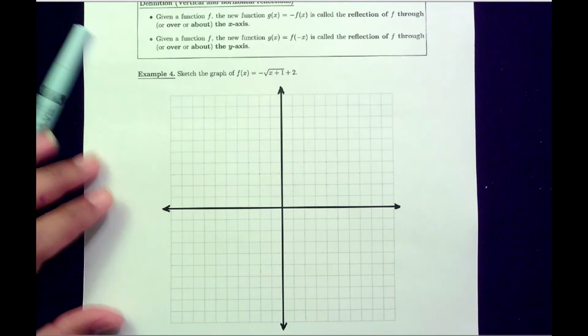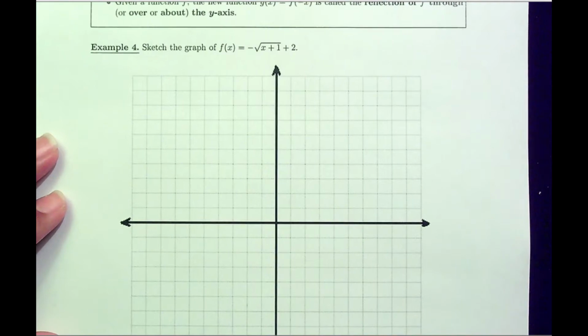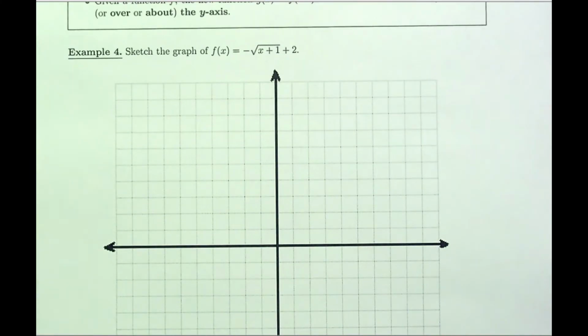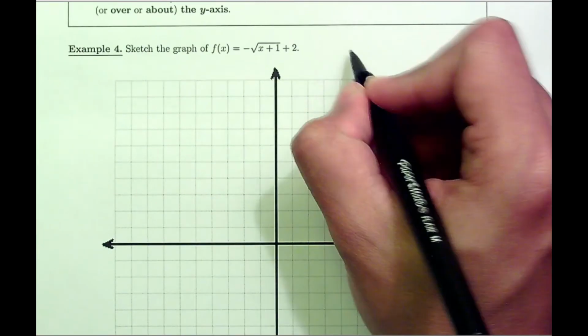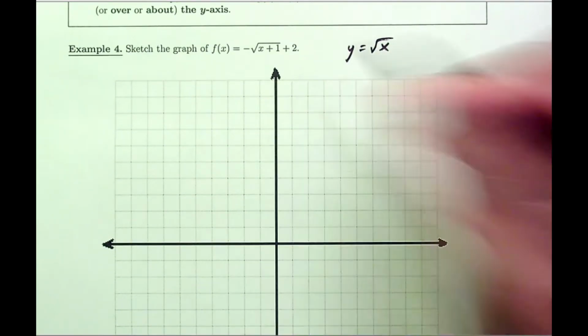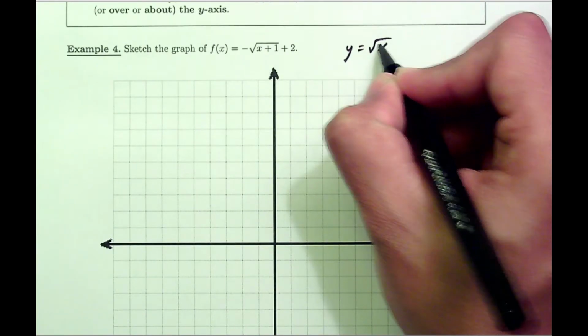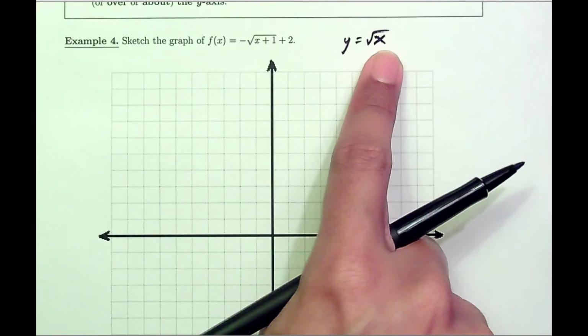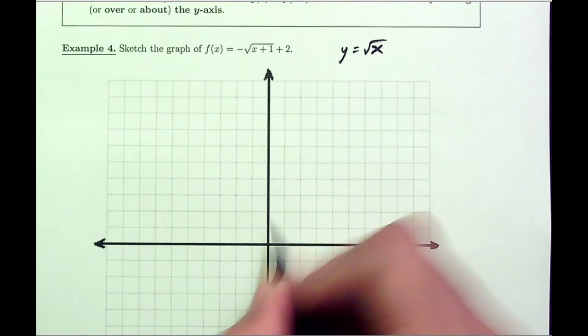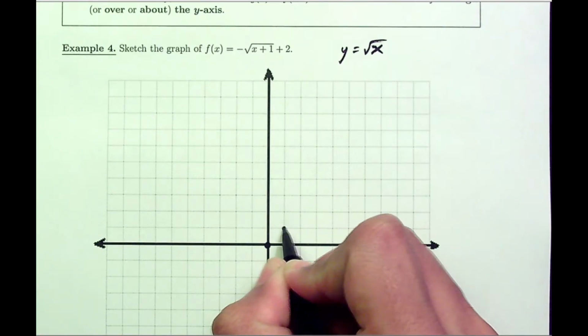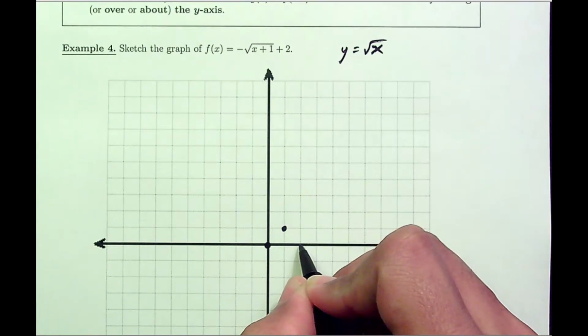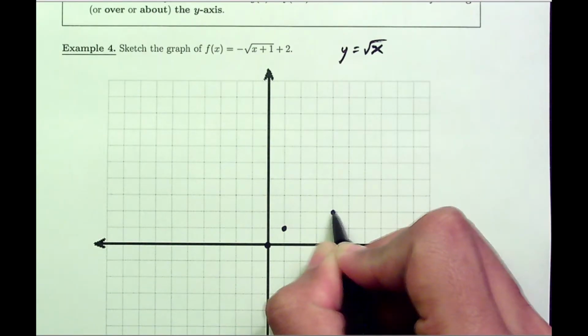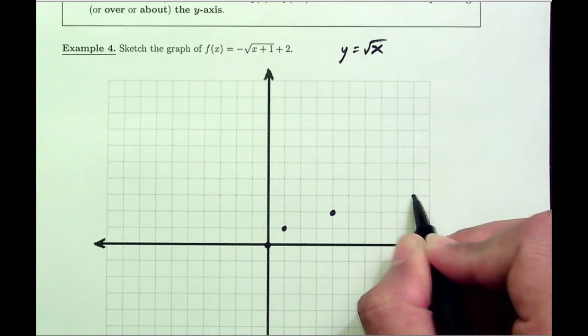Okay, so now let's sketch the graph of this. Let's sketch the graph of f of x equals negative square root of x plus 1 plus 2. Starting again with the basic function y equals square root of x. Again, this is a modification of the square root function. So let's take a moment to again draw the graph of that real quick. So at 0 you get 0, at 1 you get 1, the square root of 1 is 1, 2, 3, 4, the square root of 4 is 2, the square root of 9 is 3.